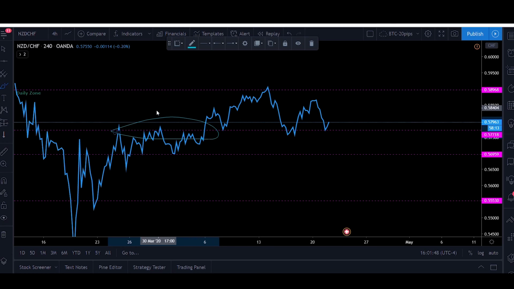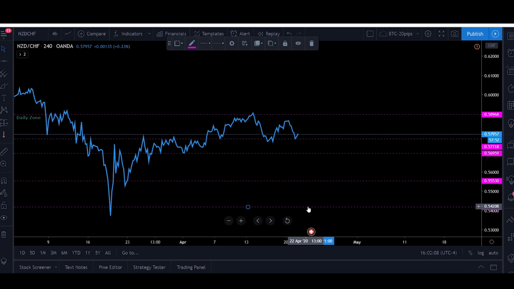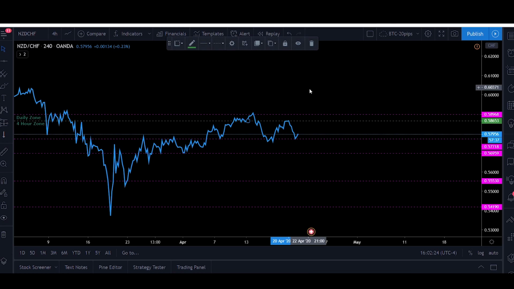So let's finish drawing up these lines so you can have a better understanding of how to trade support and resistance. So what I'm going to do now is I'm going to take my horizontal line, and then I'm going to mark my zones for the 4 hour. So you see this high right here. So I'm going to mark that. And then I'm going to change this to my 4-hour zone. And I know that that is green. And then my most recent low is right here.